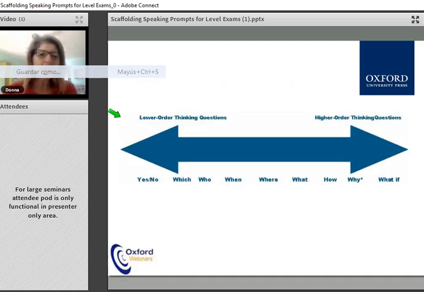All right. Questions we ask them. They need to be able to ask and answer questions. There are high-level questions and lower order questions. Most of the questions we ask our students are yes or no, which and who. We need to ask them higher order questions. And that's what the what if is. So, are you ready for some what-if questions? See if we can really challenge them.